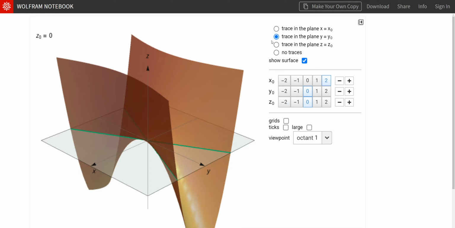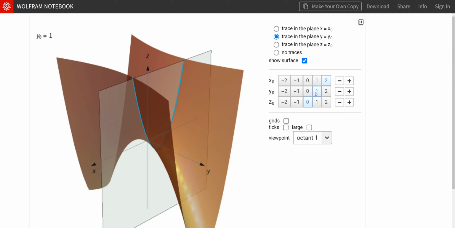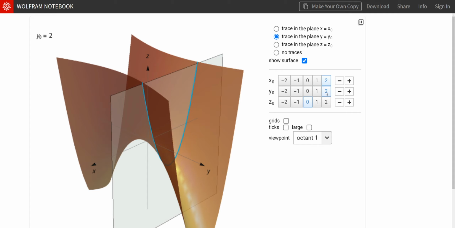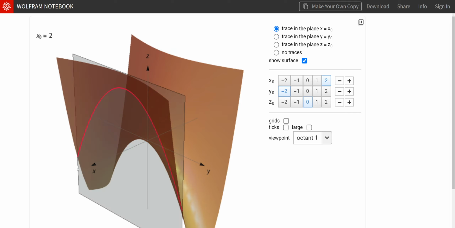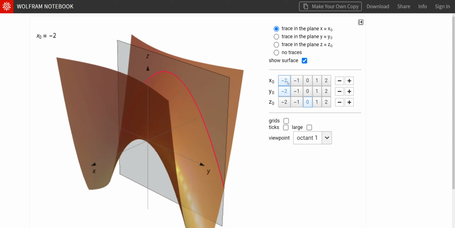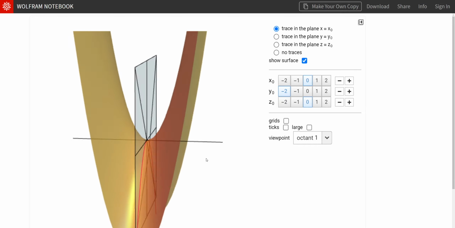When I look at the xz plane, I should see a parabola. And as I move the y to the right or the left, this should shift downward. Shifting down. It's the same parabola, just shifted down. Same thing if I go in the other direction. And then lastly, in the yz plane, I get parabolas that are opening downward. And as I change my x, this is going to shift up. Pretty cool, right? And so that is a hyperbolic paraboloid.